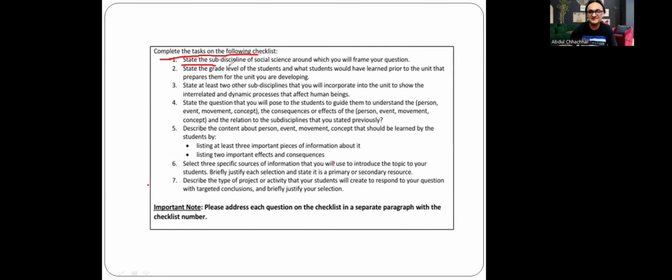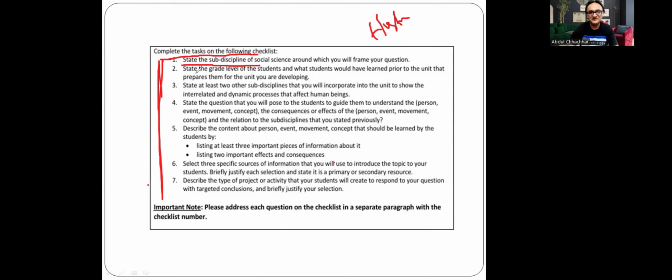State the subdiscipline of social science. These are the 7 steps you have to complete. Now, this is your format, or your kind of design. First, state the subdiscipline of social science around which you will frame your question. Number 1, history, civics. This is your subdiscipline.